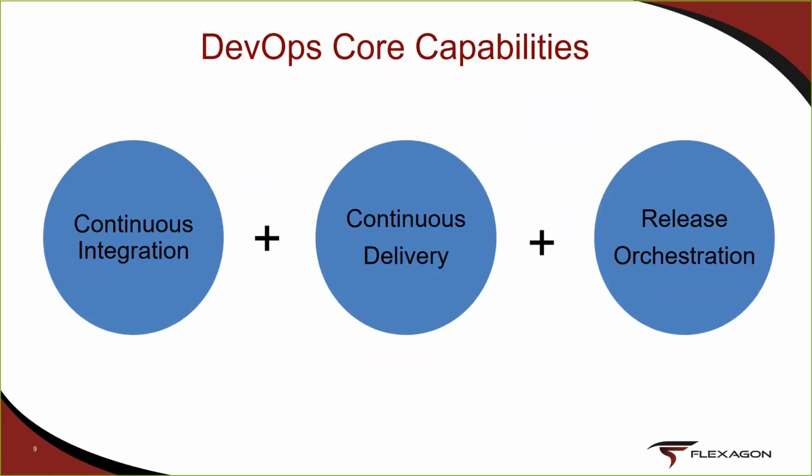There we go. The key here is that there are 3 anchoring points into a DevOps platform, the core capabilities that you often hear about, one being continuous integration, the next continuous delivery, so CI, CD, as well as release orchestration. That tends to be a broader umbrella over the top of that.